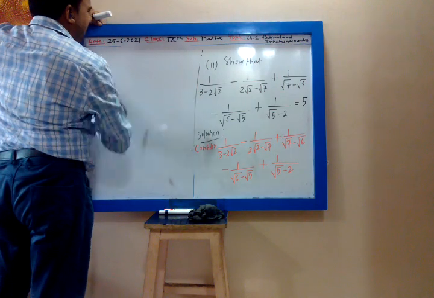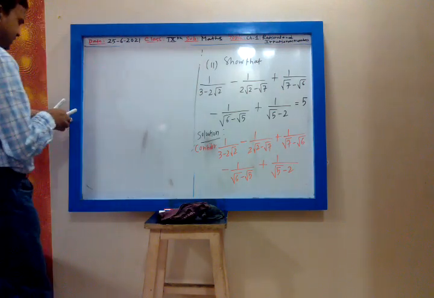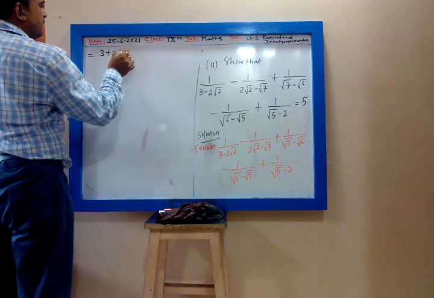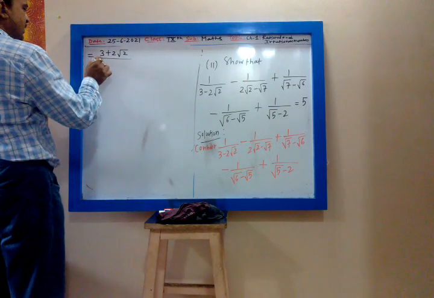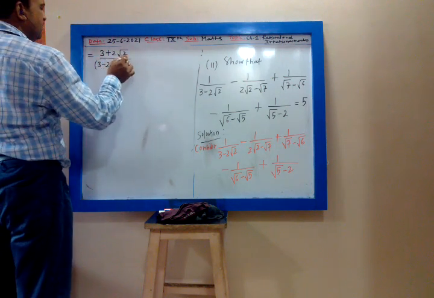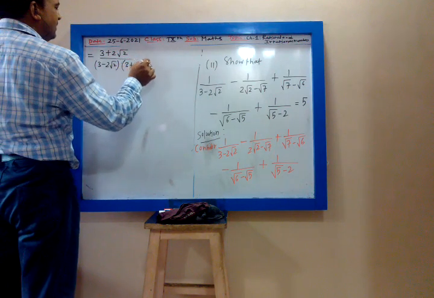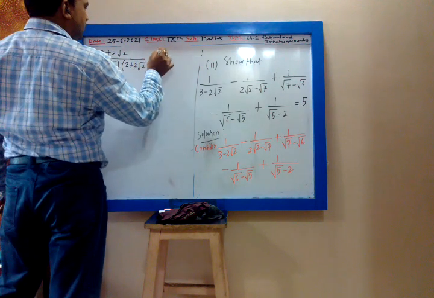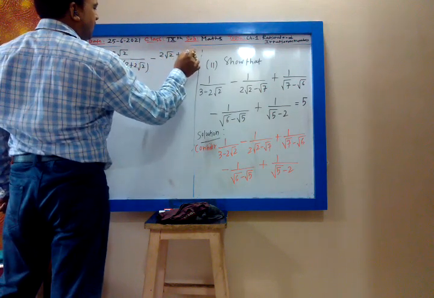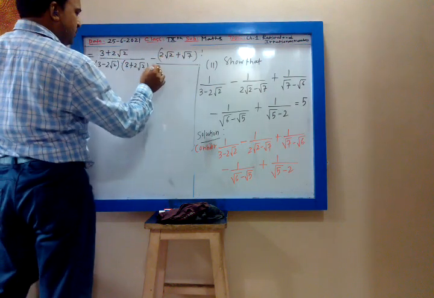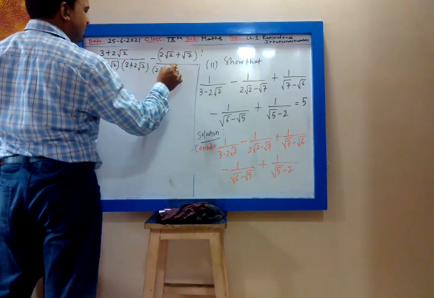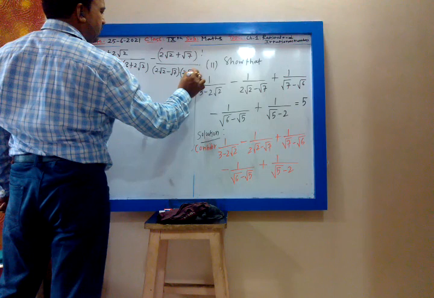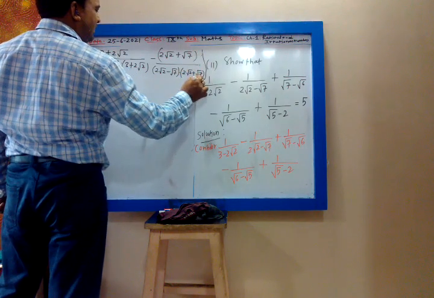Yes, separately, and then you can put the value. Let me write it together, no problem. You can write separately. So this will be 3 plus 2 root 2 upon 3 minus 2 root 2 into 3 plus 2 root 2. I am writing directly. Minus 2 root 2 plus root 7 divided by 2 root 2 minus root 7 into 2 root 2 plus root 7. Rationalize the denominator of each.